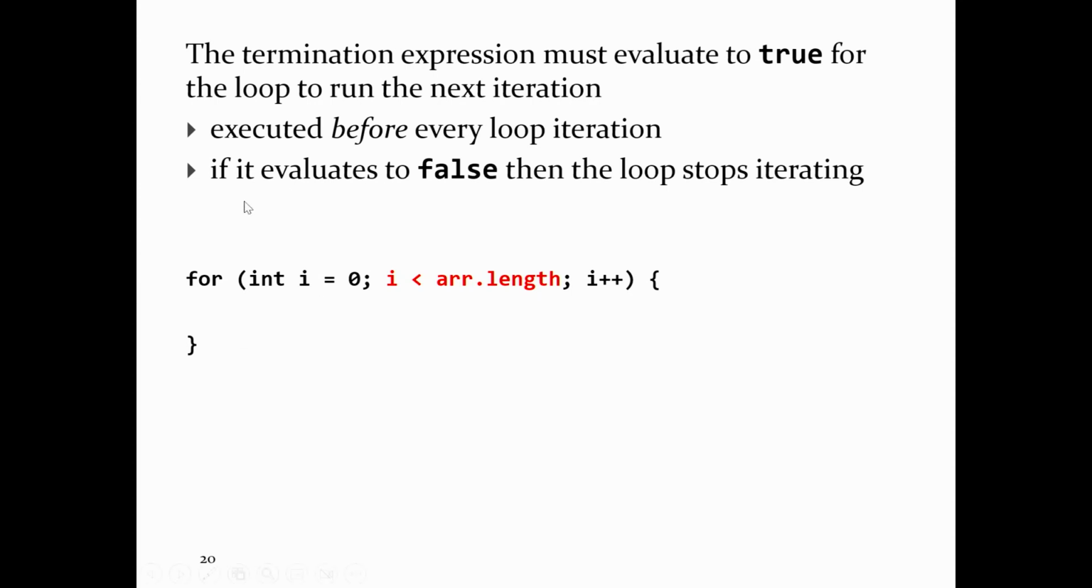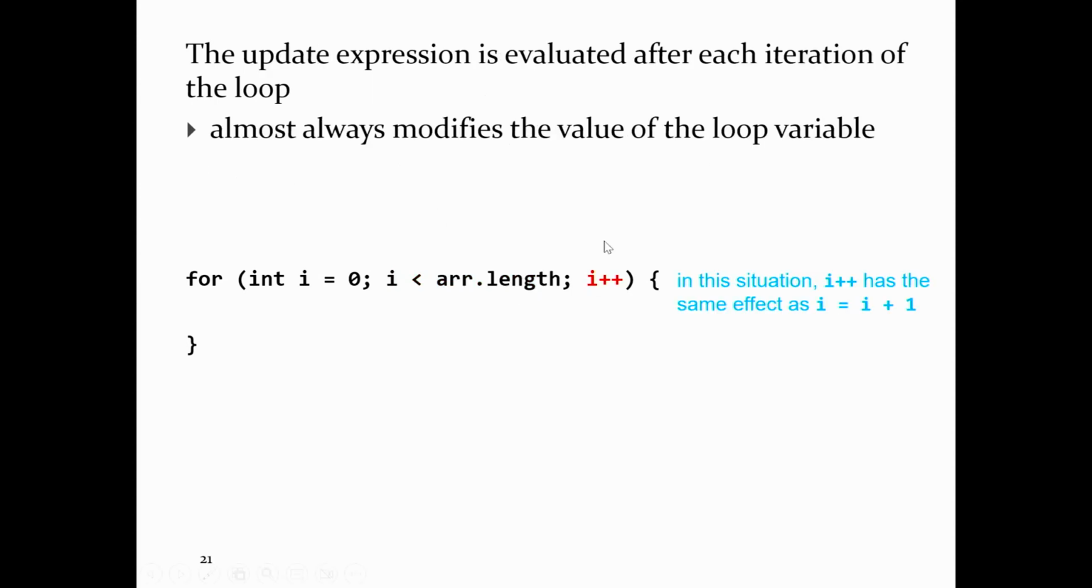This is slightly misleading, what I wrote here. If it evaluates to false, then the loop stops iterating. So when it's tested and it's false, that's when the loop stops iterating. Finally, the loop update expression is evaluated after each iteration of the loop. Each time that loop body runs, at the very end of the loop body, that expression gets evaluated. So in this case, we add 1 to i.